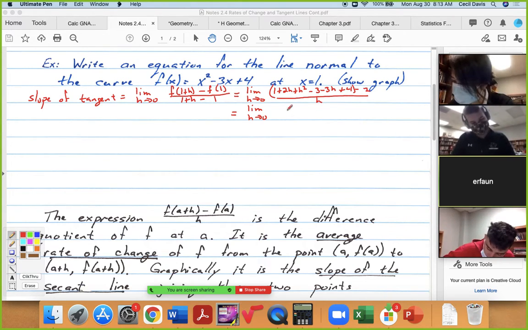Well, those drop out. So I've got a 2h minus 3h is negative 1h. And I've got an h squared all over h. And this is what happens anytime you have any kind of a polynomial function. When you're finding the slope of the tangent line, the constants should all drop out, and you should have an expression where every term has h as a factor, so you can just do the division.